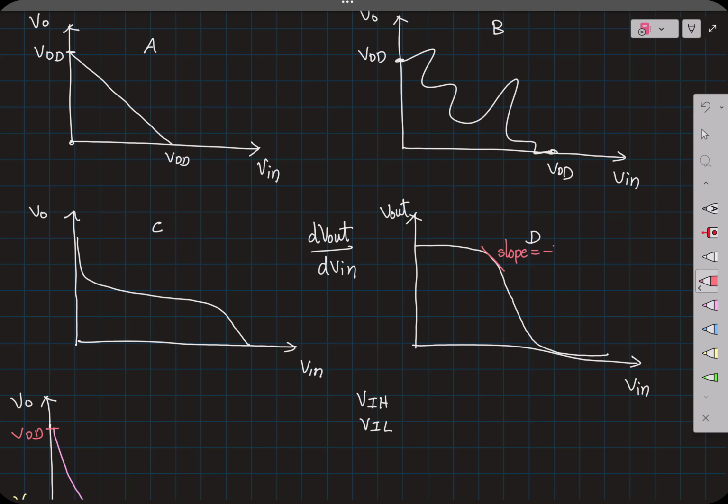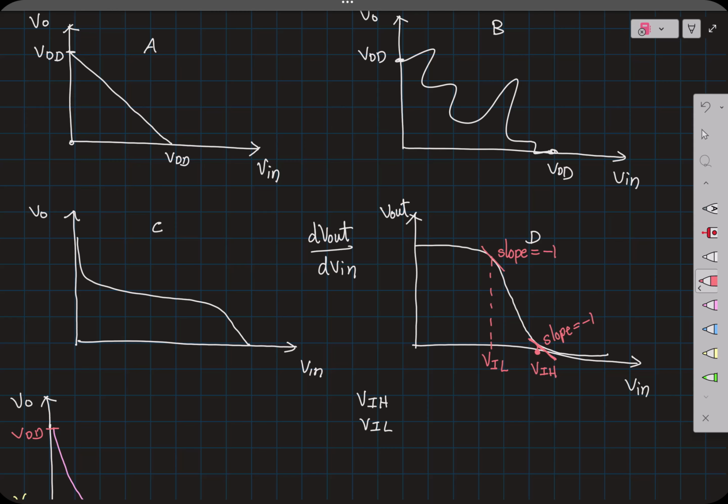Corresponding to that, I will mark my VIL, the V input low. Similarly, on this side of the curve, you'll find a point where again the slope becomes -1. Corresponding to that, I will mark my VIH.